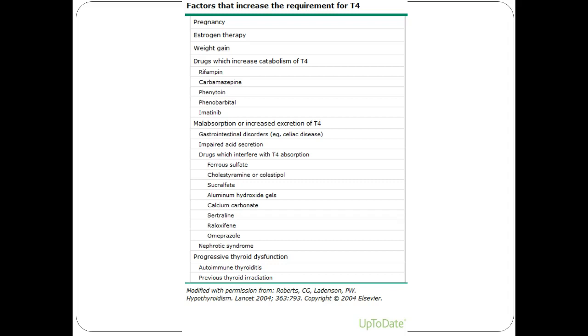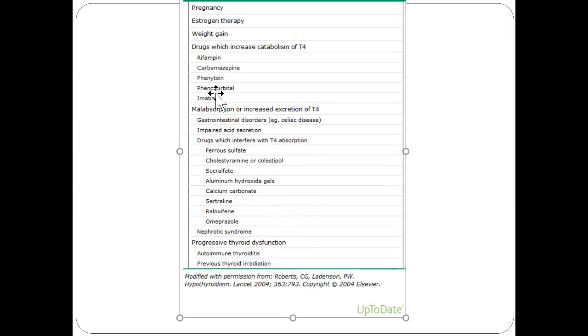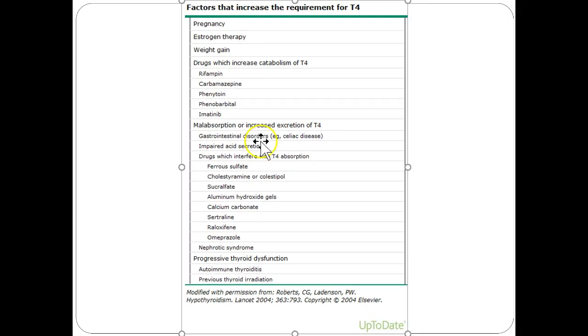Weight gain can cause thyroid issues. There's a few drugs that can increase metabolism. We haven't really talked about many of these, but these three I think I've brought up a couple times in the past, and they're all the major enzyme inducers. So they're going to increase the CYP system. So anything that does that can increase the way that the body processes T4 and therefore increase your requirements. And then there's some different malabsorption issues and some other types of disease like autoimmune diseases and irradiation from exposure, whether it be from chemotherapy or from oncology treatments or something of that nature.